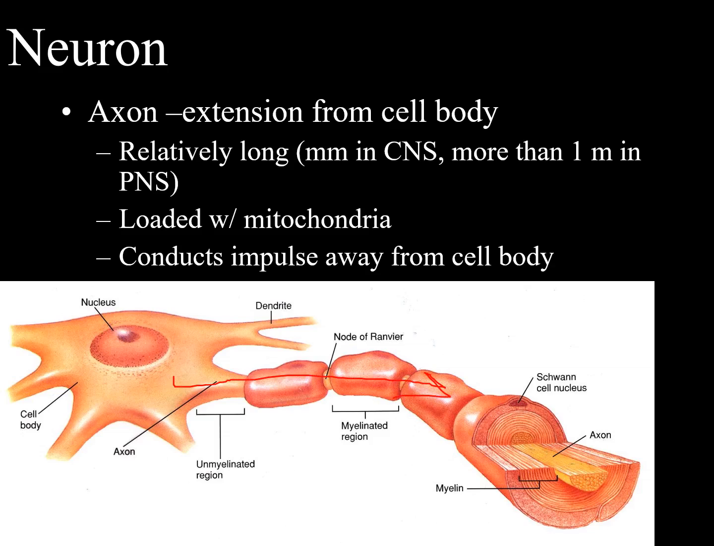So neurons have a direction. Dendrites conduct the impulse towards the nerve cell body, and then once it reaches the nerve cell body, the impulse moves down the axon away from the nerve cell body.